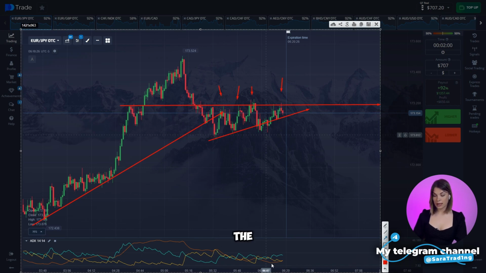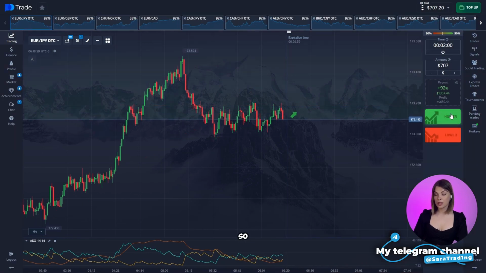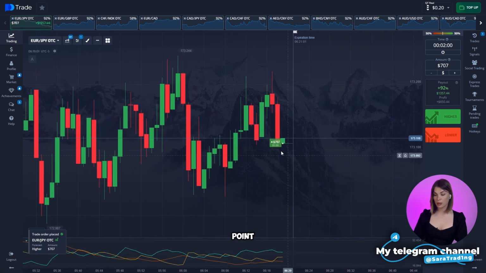We also look at the ADX indicator, namely the trend line. The trend line is at the bottom point. Accordingly, growth occurs, and due to this growth, we open at this point for 2 minutes. We expect movement upward. We wait.